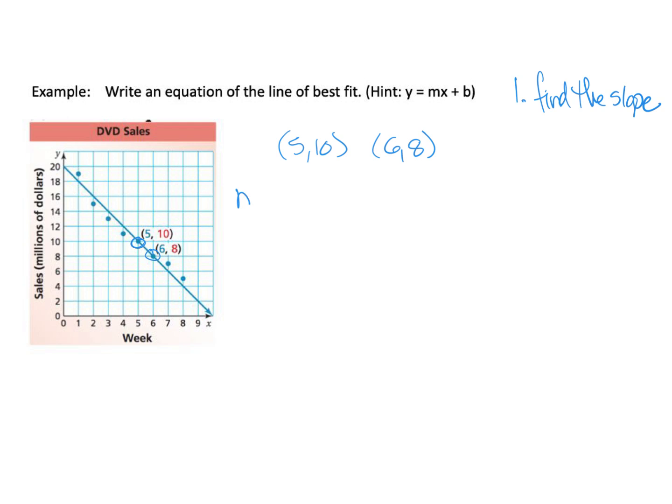Now remember, our slope is y2 minus y1 over x2 minus x1. So we're going to have 8 minus 10 over 6 minus 5. 8 minus 10 is negative 2. 6 minus 5 is 1. So our slope is negative 2 over 1. Next, we want to find the y-intercept.